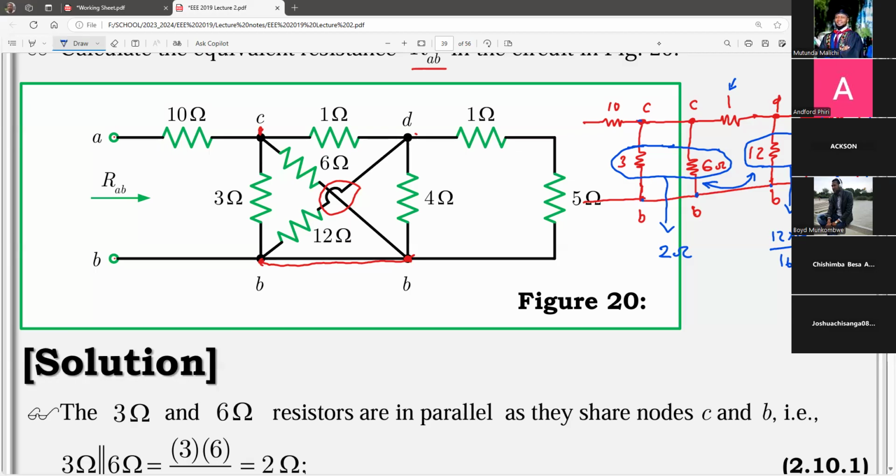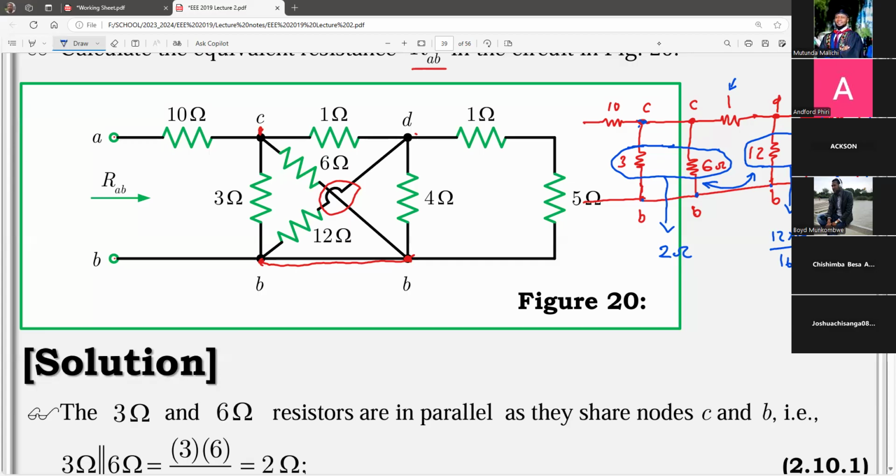There is no way 10 and 3 ohms can be parallel because they are just connected at C. And you can't say that 10 and 3 are in series, because there is a branch now. There are other elements that are also connected to C. Unless it was a case of 1 and 5, where there is no other branch between 5 and 1. That's when they are in series. Otherwise, you have to be careful when you say this one and this one are in series, or in parallel.